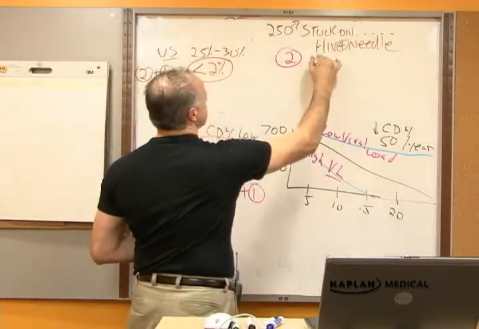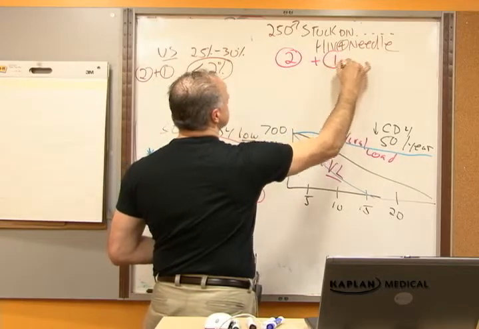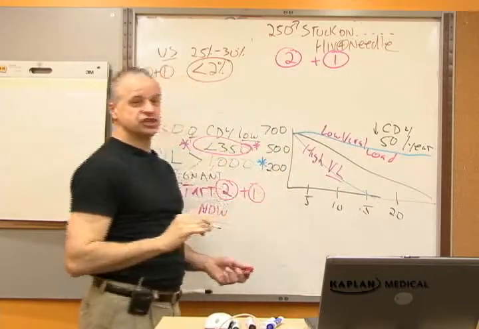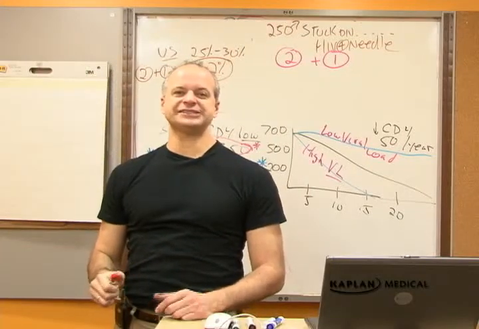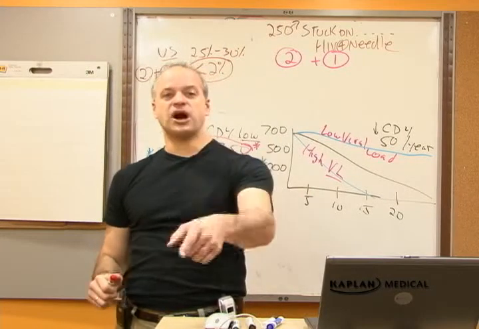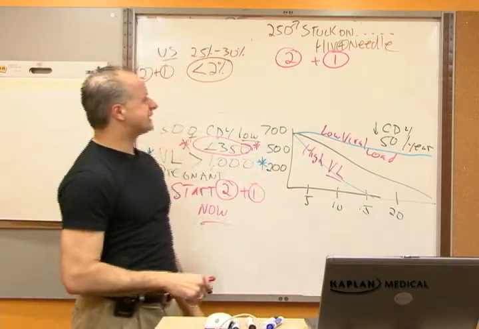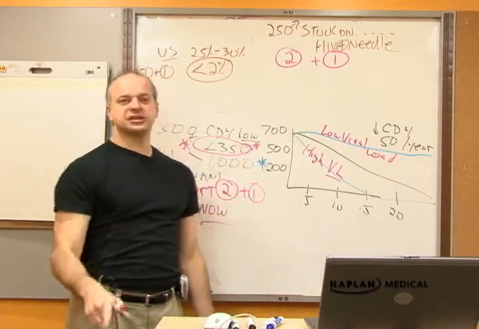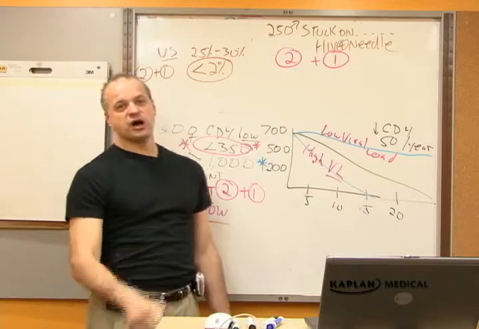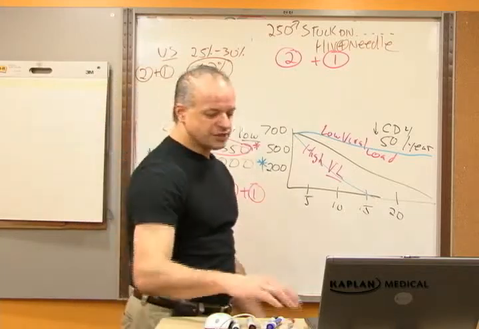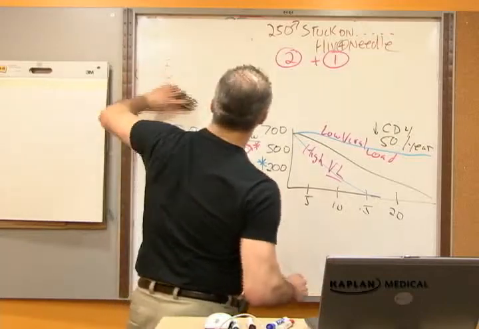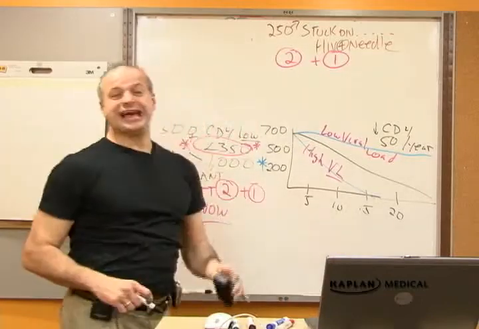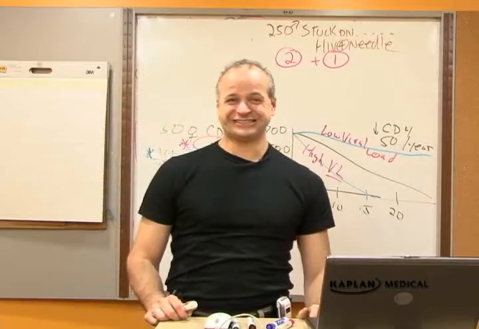2 nucleosides and a protease inhibitor, 2 nucleosides and efavirenz for 1 month. Now, you may notice that I am not being very specific on which nucleosides to use and which protease inhibitor to use. And that's because we don't advertise drug companies here.